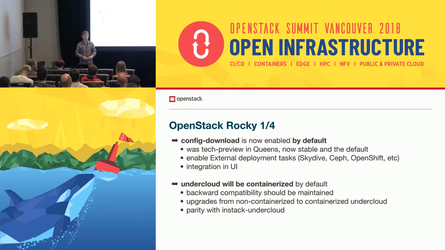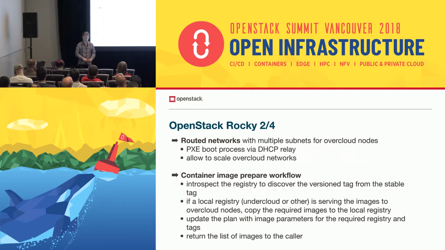We also, in Rocky, are going to containerize the undercloud. The backward compatibility will be maintained. The upgrade will be supported from Queens to Rocky. So in Queens, you have a non-containerized undercloud, and we will manage the upgrade to take you to a containerized undercloud. That's something we are working on, and we will provide parity with the previous instack-undercloud project. The second slide shows you that we are also looking at the routed networks.